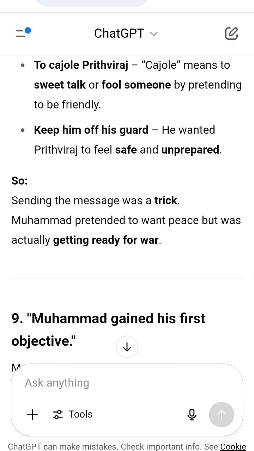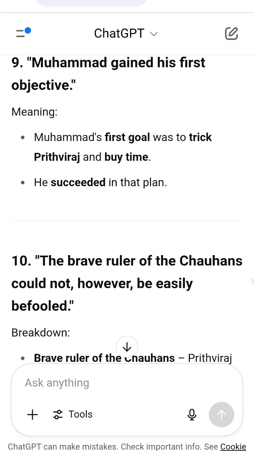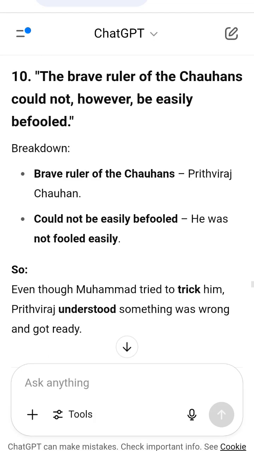At first, Muhammad's trick worked. He gained a bit of time. But Prithviraj was not fooled easily. He understood the danger. He quickly went to Bathinda, a border area, and called other Rajput kings for help.